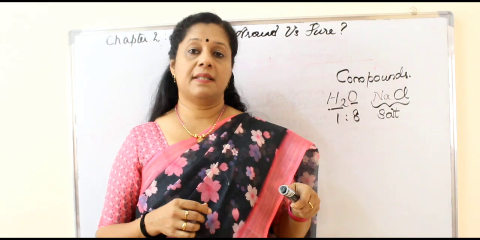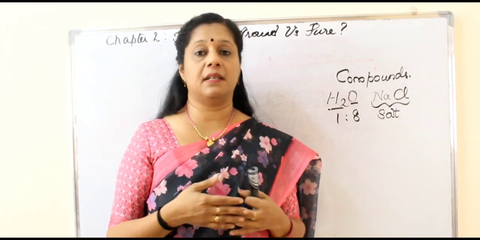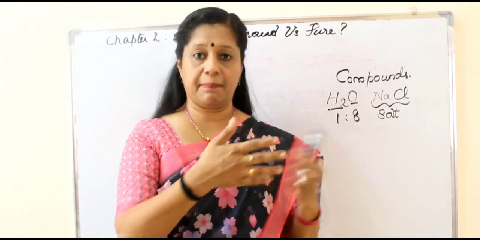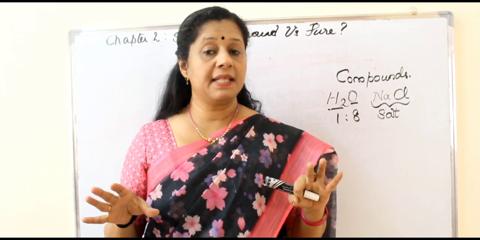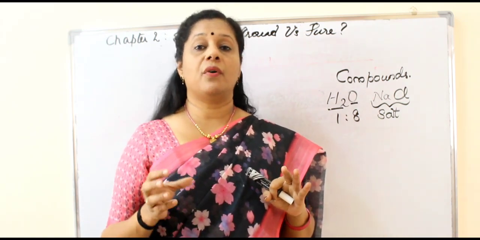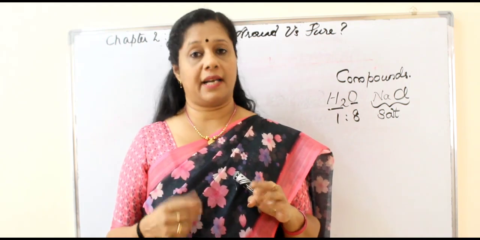Now, if it is a mixture, we can separate their components by physical methods. Either by filtering or evaporation, like that we can separate them back. But if it is already made into a compound, by physical means we cannot split them or get them back. We have to go for chemical reactions or electrochemical reactions.